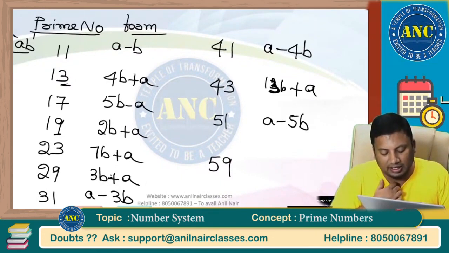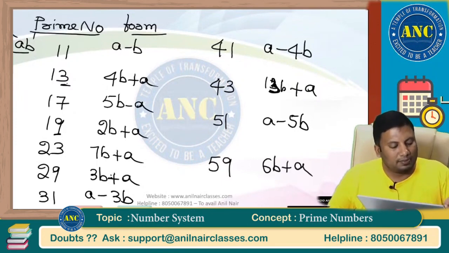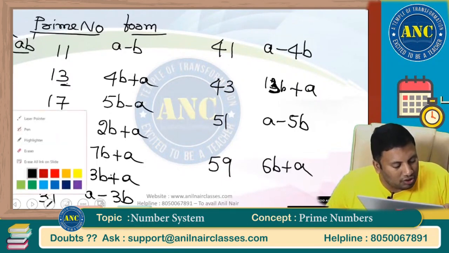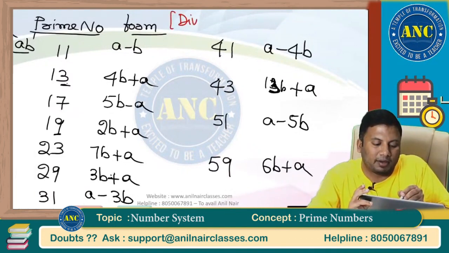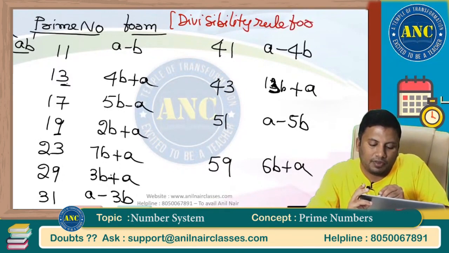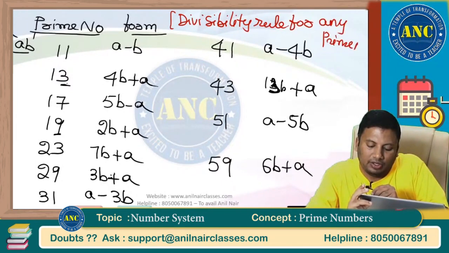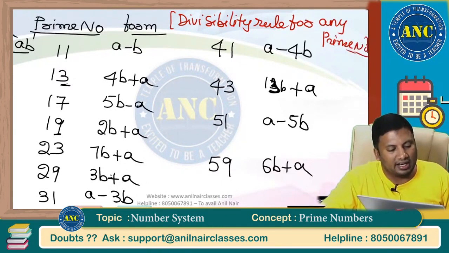These are nothing but 5 9s... 6 9s are 54 plus 5. This is 6B plus A. This is how you find out the divisibility rule of any prime number. The divisibility rule of any prime number can be formed by using this concept. I hope the idea is clear.